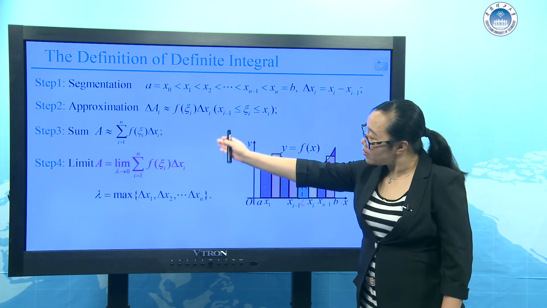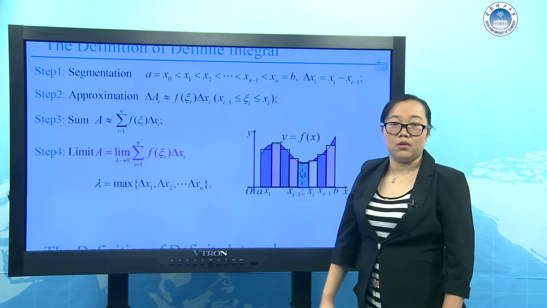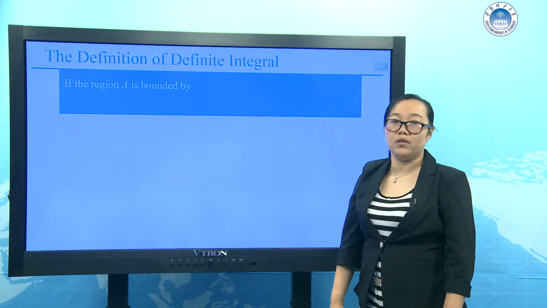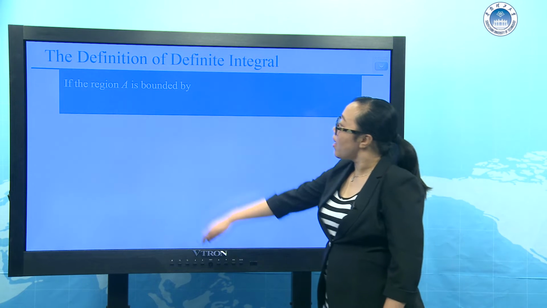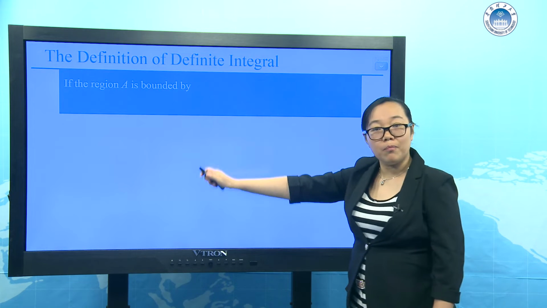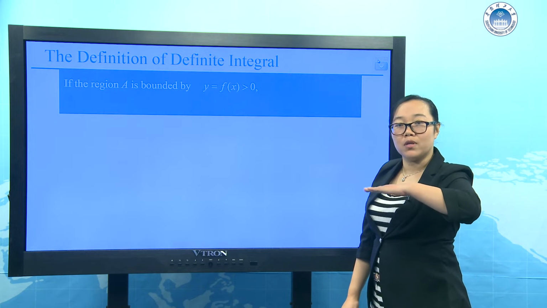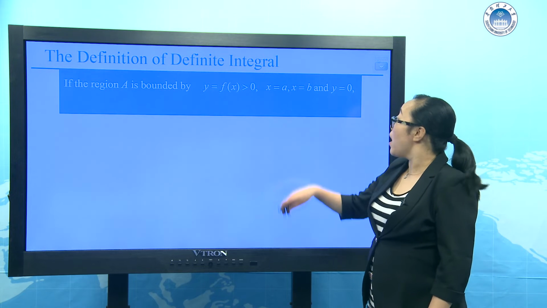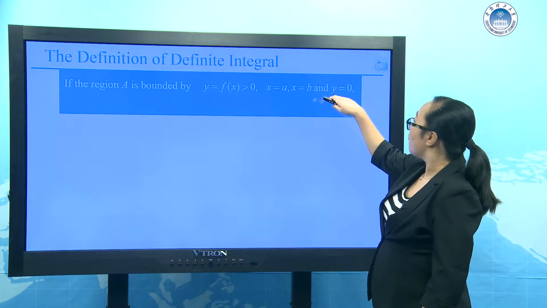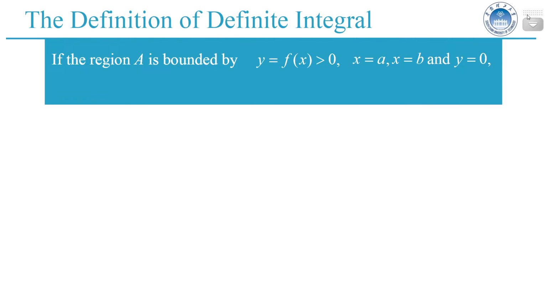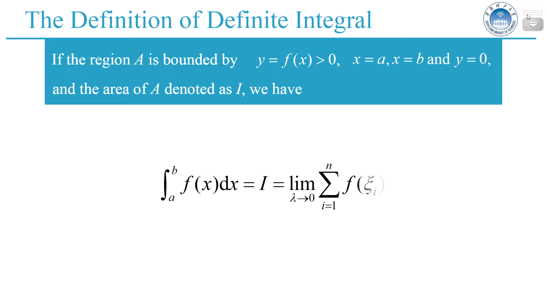So try to understand the 4 steps. Now look at the concrete definition. If the region A is bounded by y equals f(x) greater than 0, above the x-axis, and x equals a, x equals b, and y equals 0, bounded by the 4 curves, some of which are lines, how to find the area of A? The area of A is denoted as I. We have the following idea.